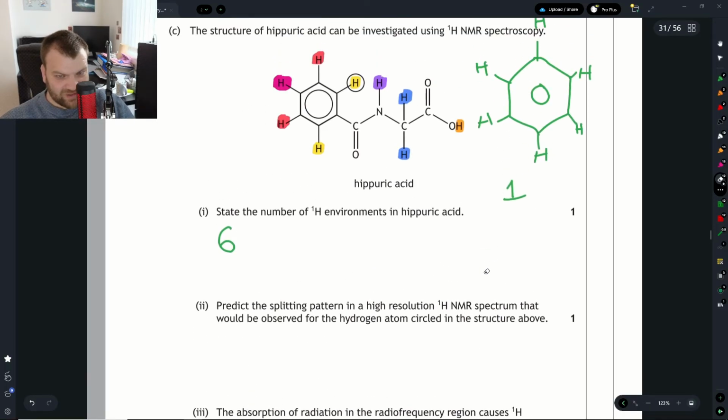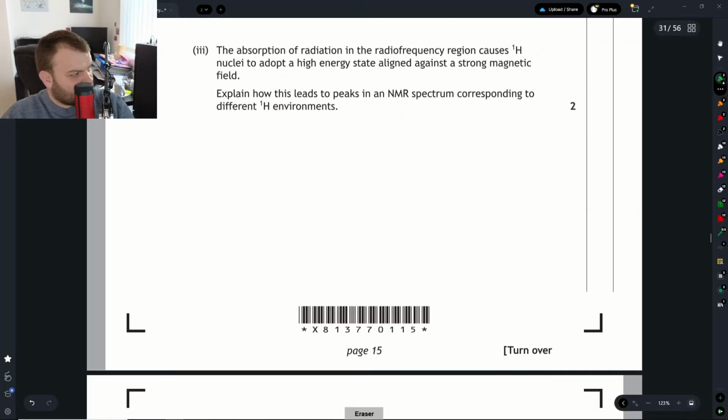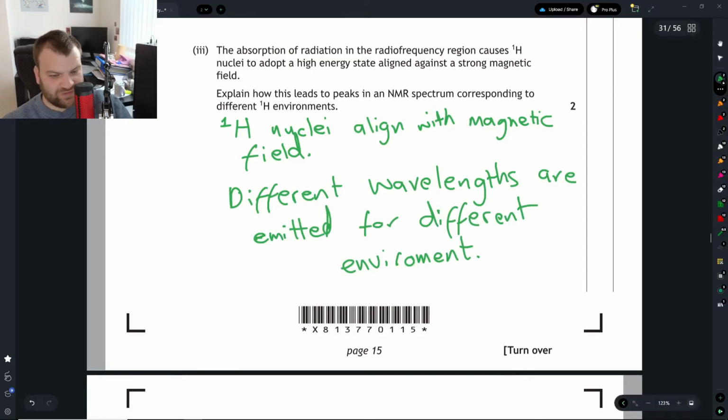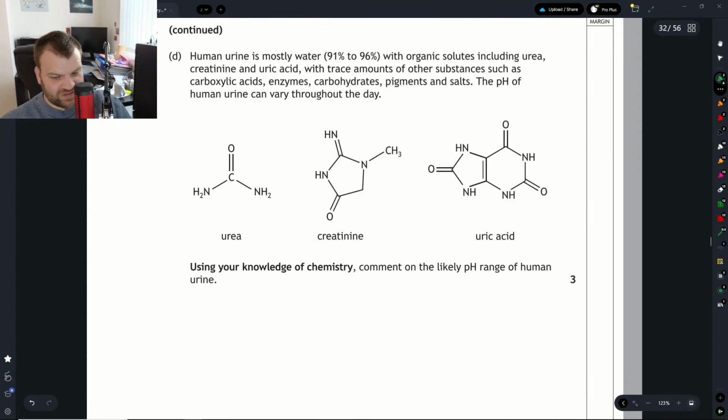When we're dealing with splitting patterns, we need to look at how many hydrogens are adjacent to this hydrogen here. We have one hydrogen to the left of it. The n+1 rule comes into effect here. So if there's one hydrogen next to it, that means that we will see two peaks, which would be a doublet. How does NMR work? First thing is that the hydrogen nuclei align with the magnetic field. Different wavelengths are emitted for different environments. What is surrounding it will have an impact on the energy gaps, and that will change what wavelengths we are able to see.